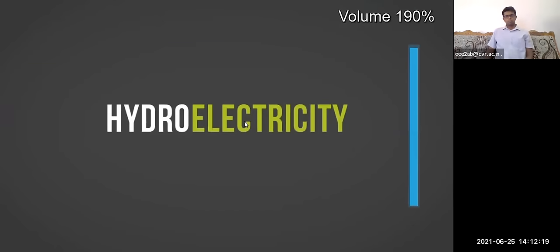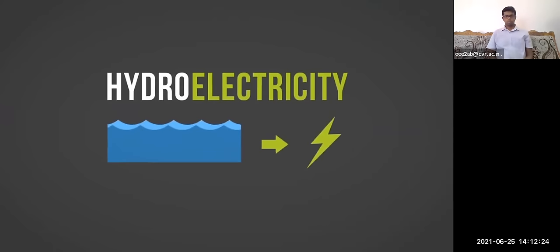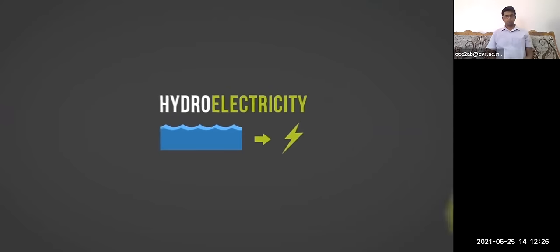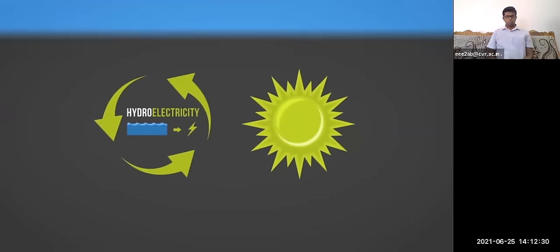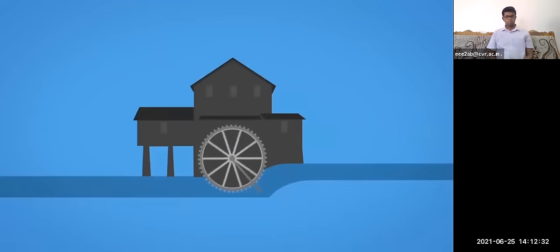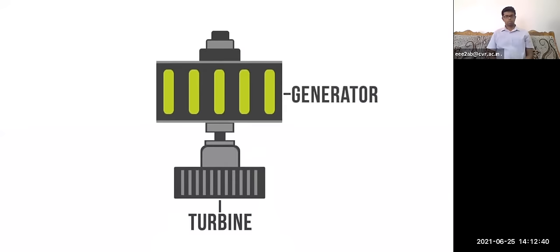Hydropower, or hydroelectricity, refers to the conversion of energy from flowing water into electricity. It is considered a renewable energy source because the water cycle is constantly renewed by the sun. One of the first uses of hydro energy was for mechanical milling, such as grinding grains. But today, modern hydro plants produce electricity using turbines and generators.